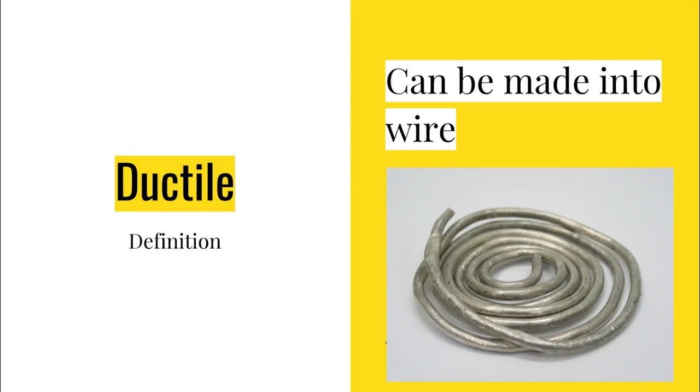You can have a substance that is both malleable and ductile, or you can have one that's either or. So an example of something that is malleable would be aluminum, because you get your aluminum foil. But aluminum is also ductile. You can make wires from it. What's something that you can think of that you make wires from?